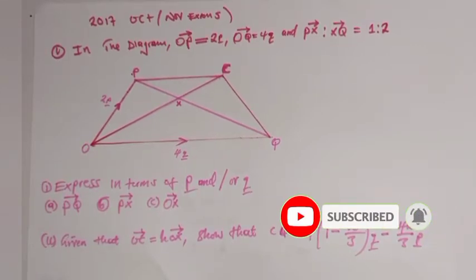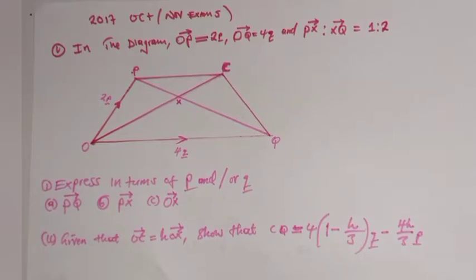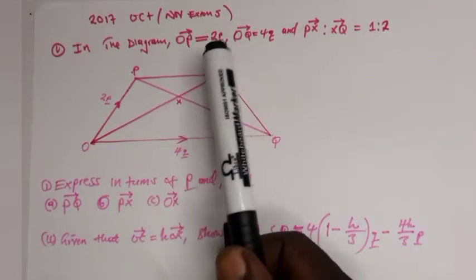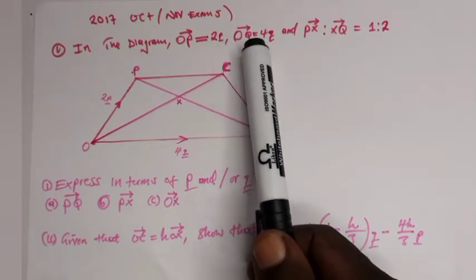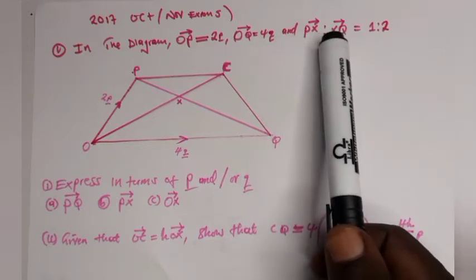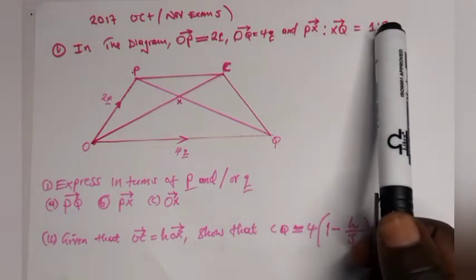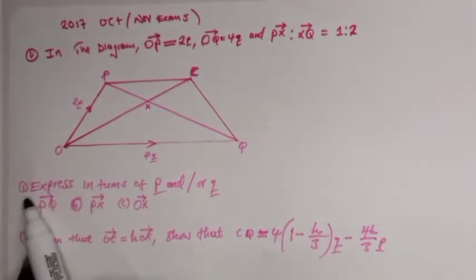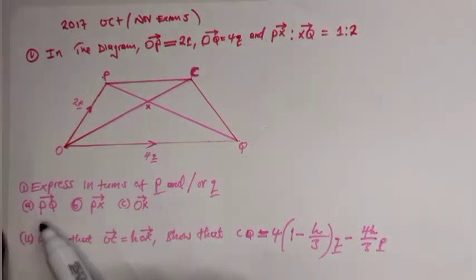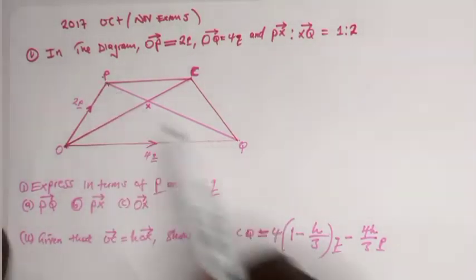And today's lesson we are looking at vectors. This question was extracted from one of the exam papers, the 2017 October/November exam. The question reads: in the diagram below, OP is equal to 2p, OQ is equal to 4q, and PX to QX is equal to 1 to 2. Here we are asked to express in terms of p and q. We are asked to find the vector PQ.